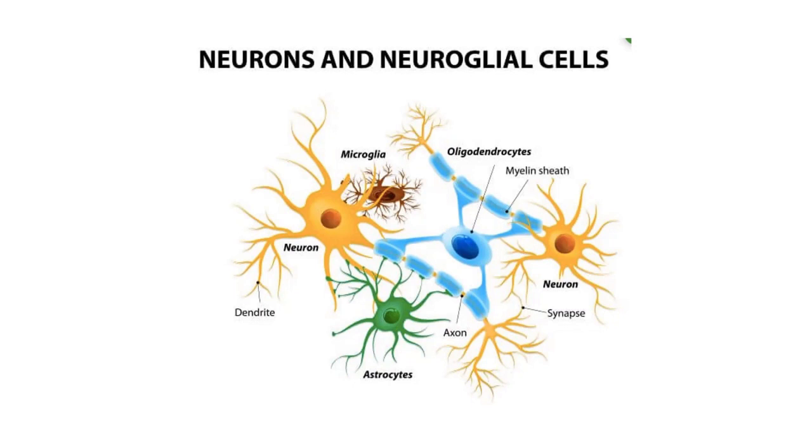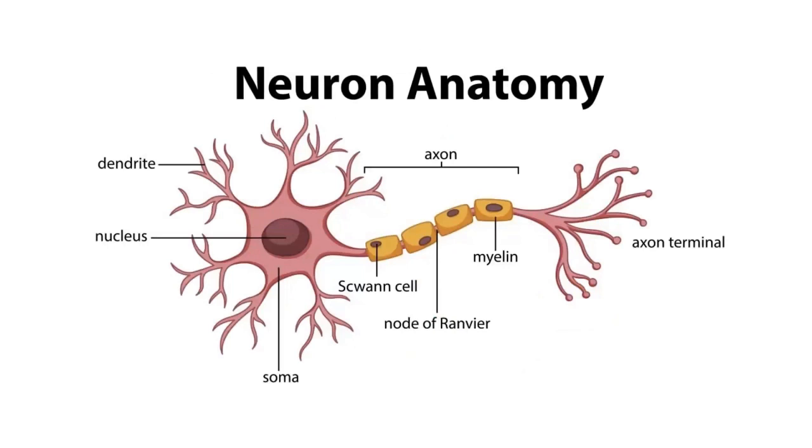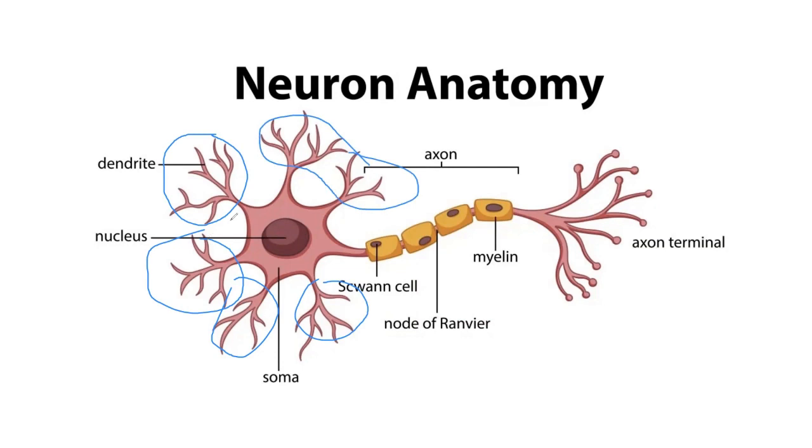Moving on to neuron anatomy. This is the basic structure. You should learn this structure, draw it somewhere in your notebook, paste it in your room because this is the most important. As I said, branch-like structures are known as dendrites. Then there is one nucleus, and this is soma. This is nucleus, this is soma, then there is axon. This whole part is known as axon.